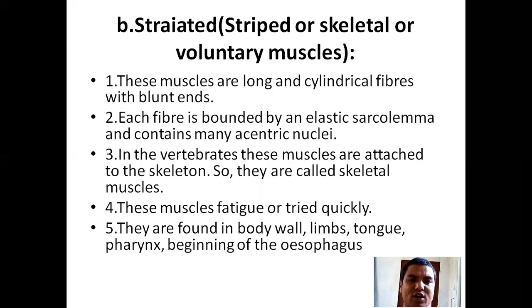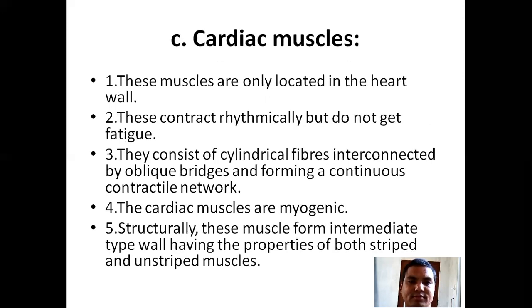Straight or skeletal or voluntary muscles. These muscles are long and cylindrical fibers with blunt ends. Each fiber is bounded by the elastic sarcolemma and contains many eccentric nuclei. In vertebrates, these muscles are attached to the skeleton, so they are called skeletal muscles. These muscles fatigue or tire quickly. They are found in the body wall, limbs, tongue, pharynx, and beginning of the esophagus.